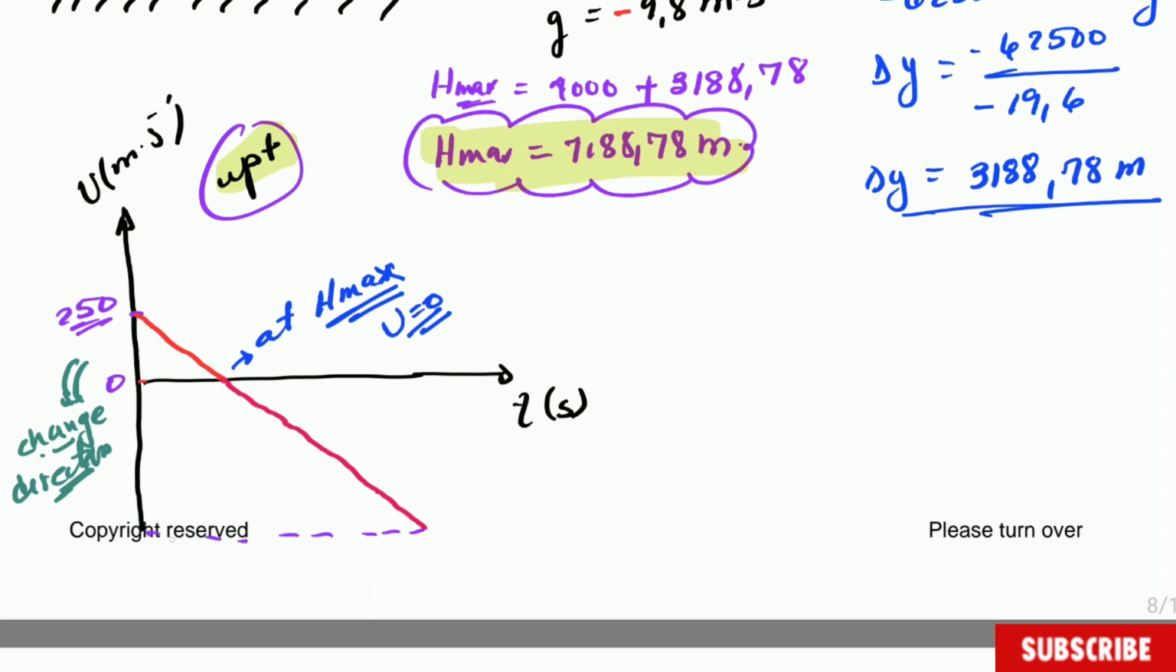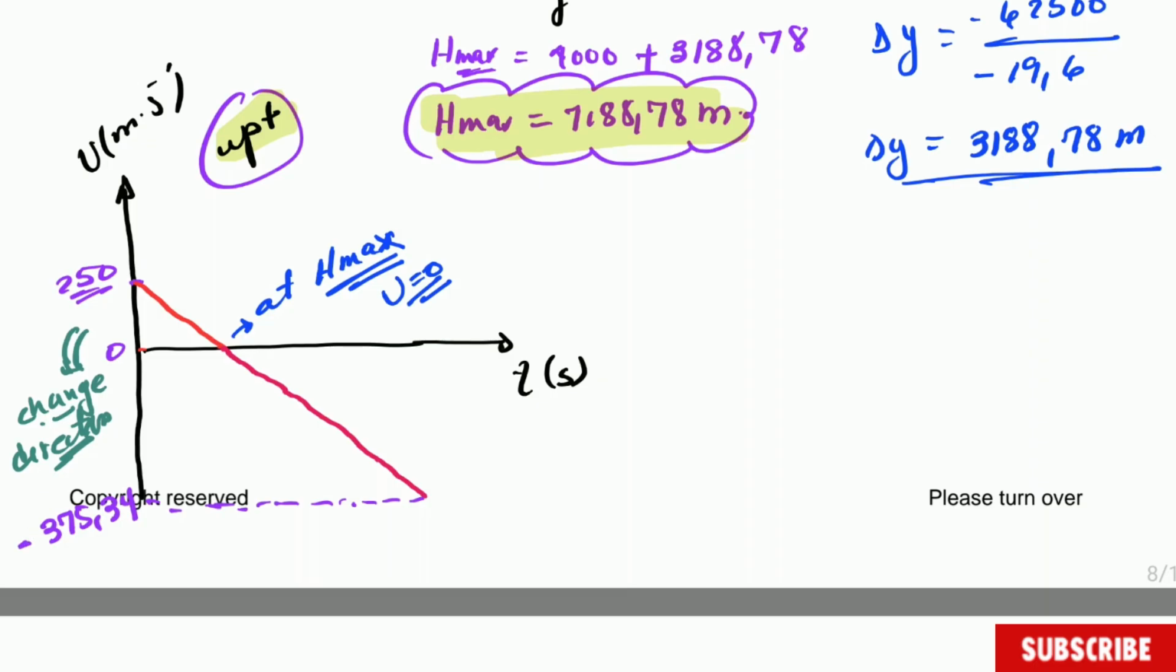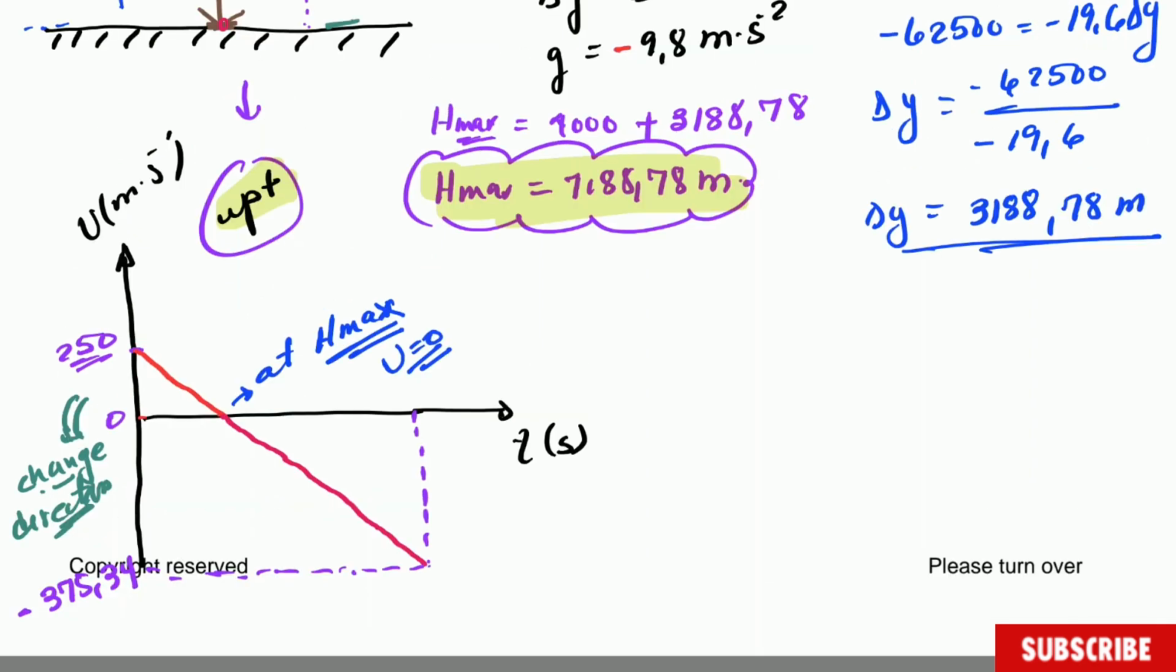Here at the ground, the speed of that object was 375.34, if I'm not mistaken. Yes, that is the value. That one is negative because we set up as positive. Remember, the negative and the positive here have to do with what you select to be positive and negative. And how long did the entire motion take? We also calculated that one, and the time was equal to 63.81 seconds. And guys, this is the graph.